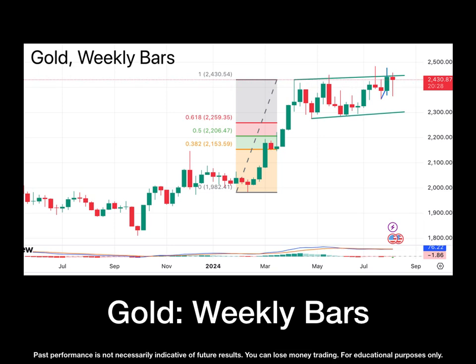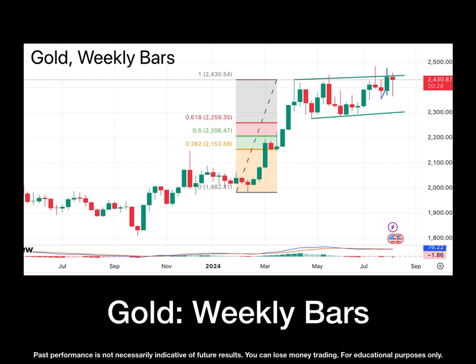But first, let's step back and look at a weekly chart of gold. Here's a 2-year chart of gold. It's up 20% from the 2023 close, which was around 2063. And it's up 30% from the fall of 2023 lows of 1811. Either way, that's a great return.